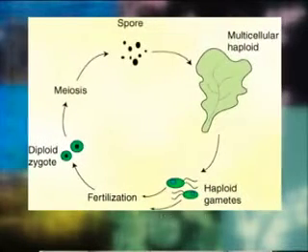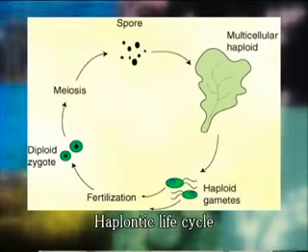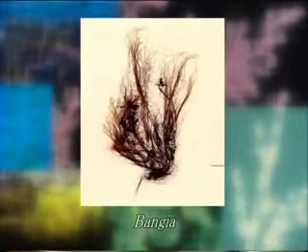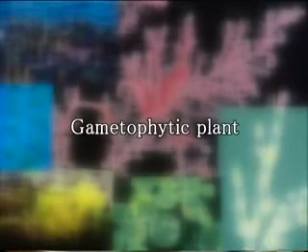When we talk about the haplontic life cycle, this type of life cycle is encountered in the majority of Chlorophyceae or green algae such as Chlamydomonas, Ulothrix, Spirogyra and Oedogonium. It is also found in some members of Rhodophyceae such as Bangia. In this type of life cycle, there is a single thalloid vegetative individual which is haploid and hence called the gametophytic plant. This haploid gametophytic phase is the dominant phase as it persists for a long period.